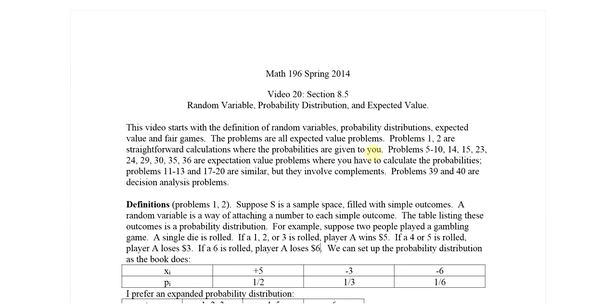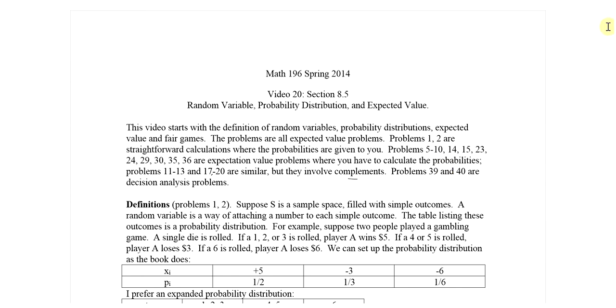Problems 1 and 2 in the book are pretty much straightforward calculations. The probabilities will be given to you. Most of the rest of the problems, you have to calculate the probabilities like we did in the rest of chapter 8. Problems 11 through 13 and 17, 20, you should probably use complements. Problems 39 and 40 then are decision analysis problems.